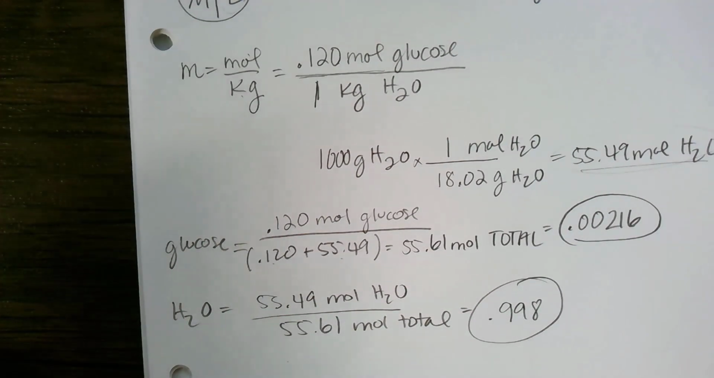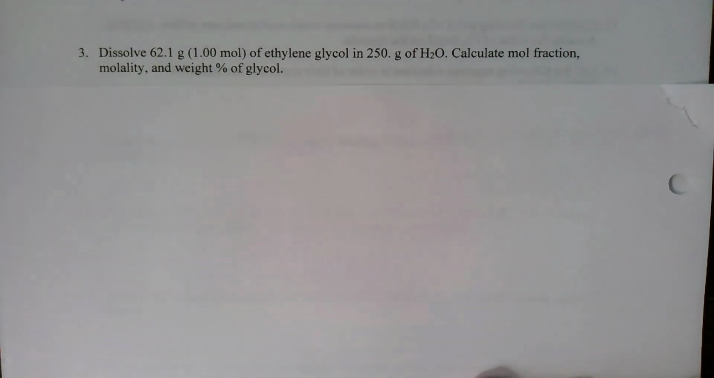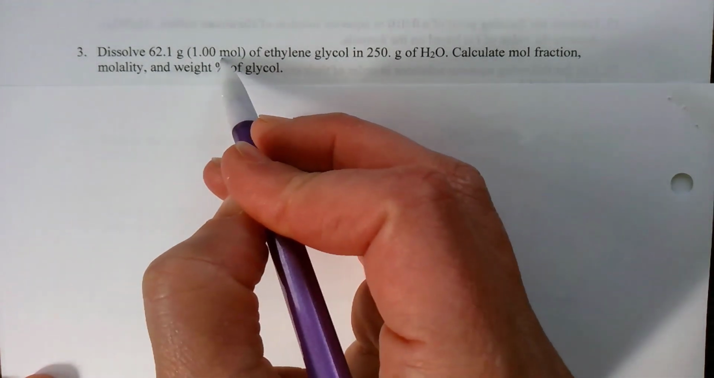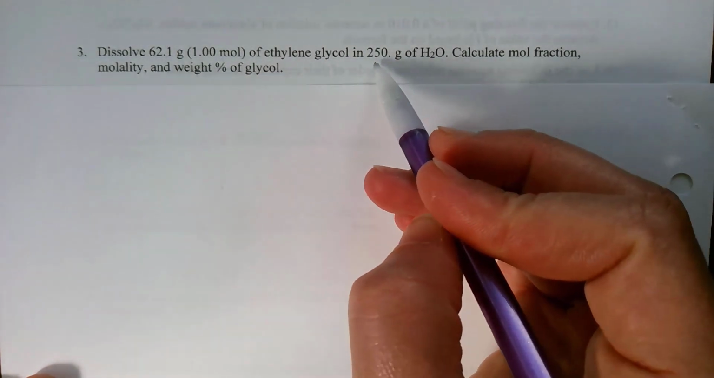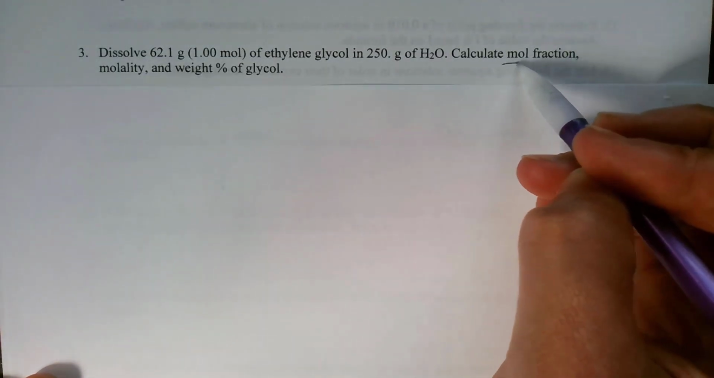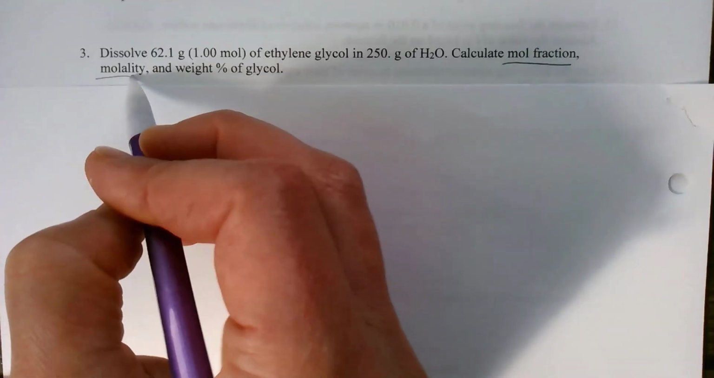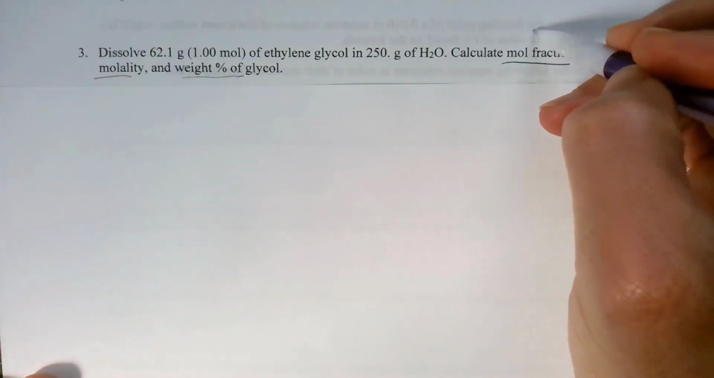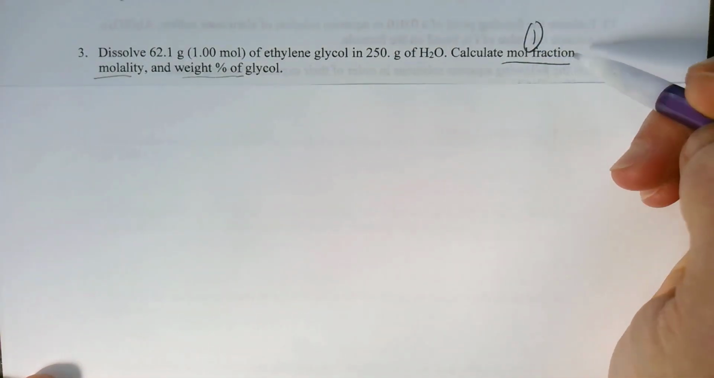There is our two mole fractions. Let's look at number 3. It wants us to dissolve 62.1 grams of ethylene glycol, which is 1 mole of ethylene glycol, in 250 grams of water. Calculate the mole fraction, the molality, and the weight percent of glycol. Well, let's do this part first, the mole fraction.